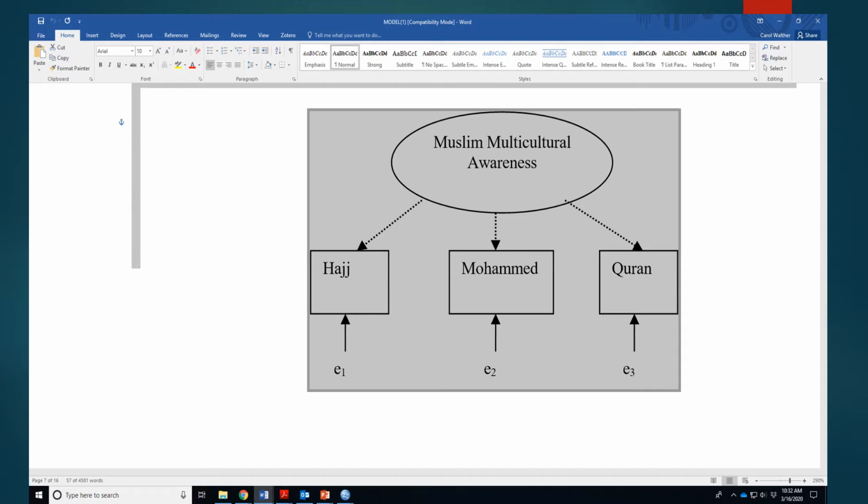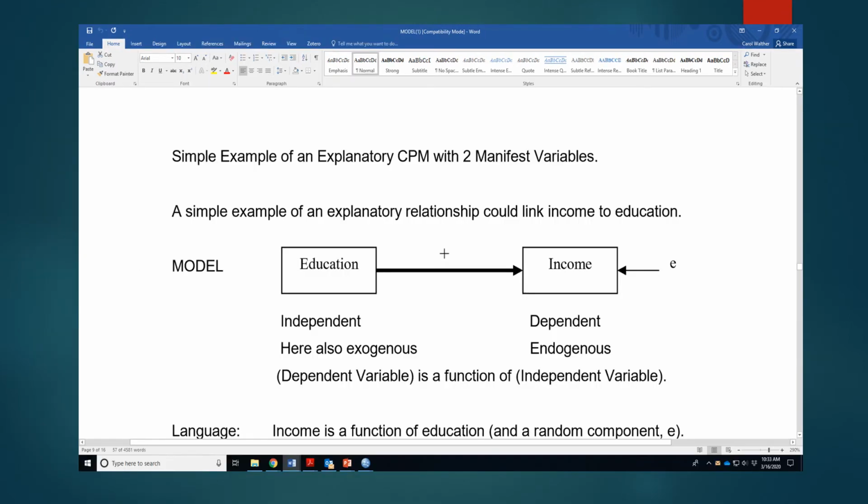So again, in summary, this figure demonstrates that Muslim multicultural awareness, which is a latent variable, is going to be indicated by those three manifest variables. The second figure is a simple example of an explanatory conceptual path model with two manifest variables. A simple example of the explanatory relationship could link income to education. So the more education you have, the more positive relationship you have to income.